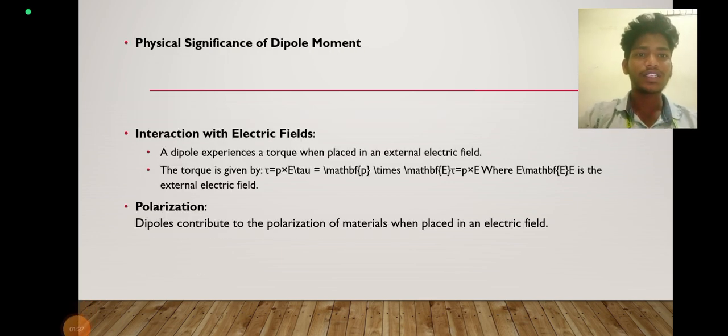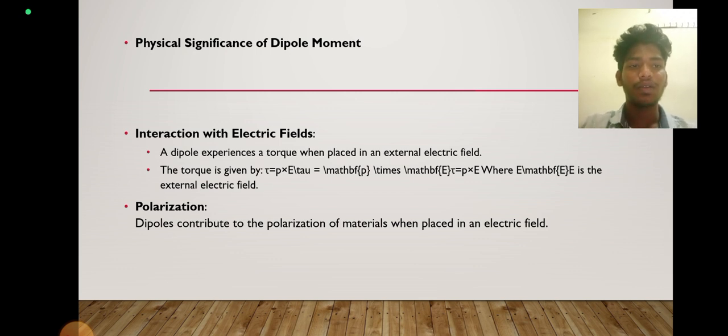Now we can see the physical significance of the dipole moment. Interaction with electric fields: a dipole experiences a torque when placed in an external electric field. Here the torque is given by tau equals P cross E, where E is the external electric field. Here we know the polarization: a dipole contributes to the polarization of a material when placed in an electric field. That means when we place the dipole in an electric field, it contributes to polarization.